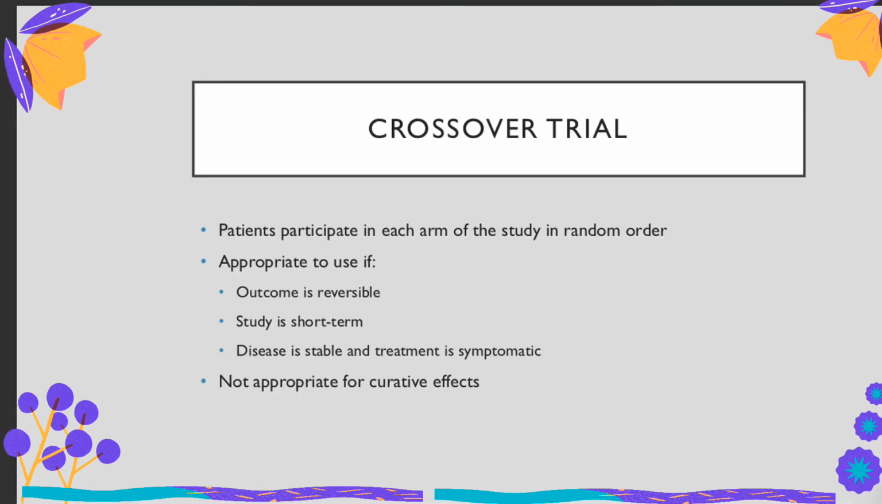The next type of RCT is the crossover trial. Patients participate in each arm of the study in random order. It is appropriate to use if outcome is reversible and study is short-term, and also if disease state is stable and treatment is symptomatic. But this is not appropriate for curative effects.